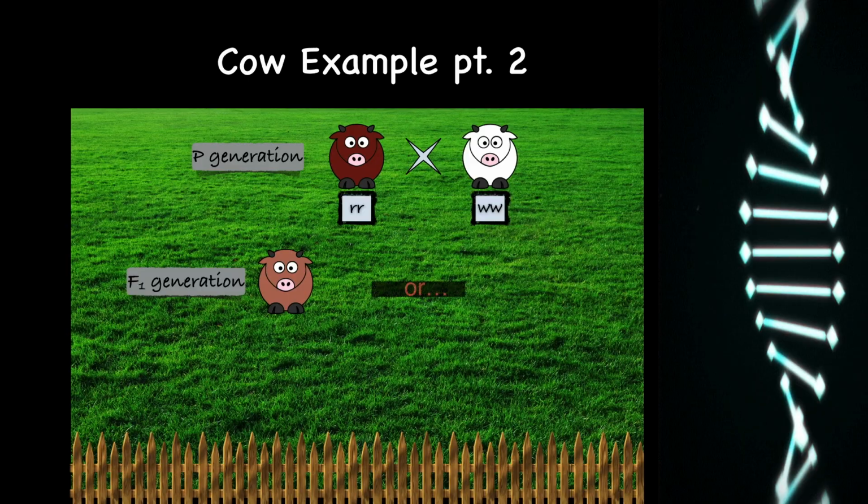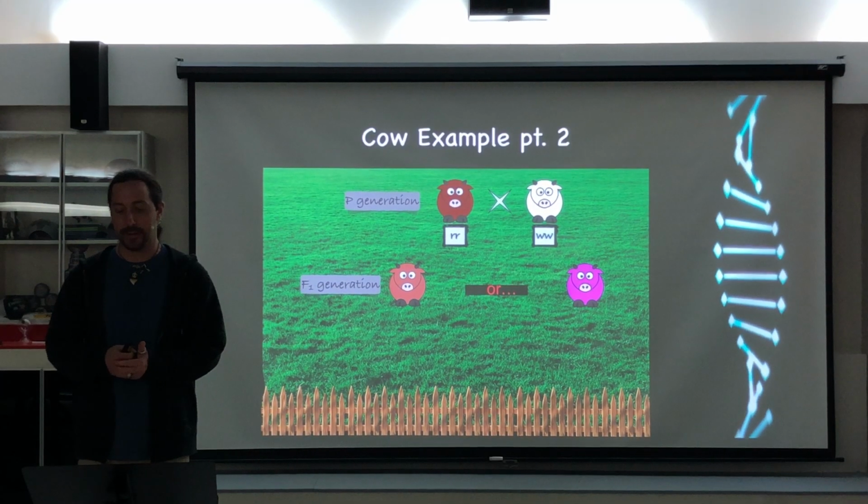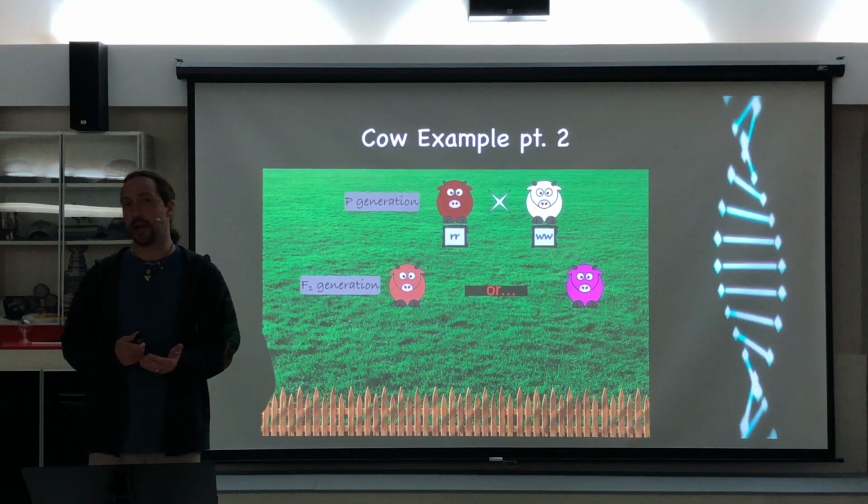then we get these options. It could either look sort of tannish, or it could look pink. And this is where it gets a little interesting, because the tannish cow is actually not tan at all. It's a color called roan.